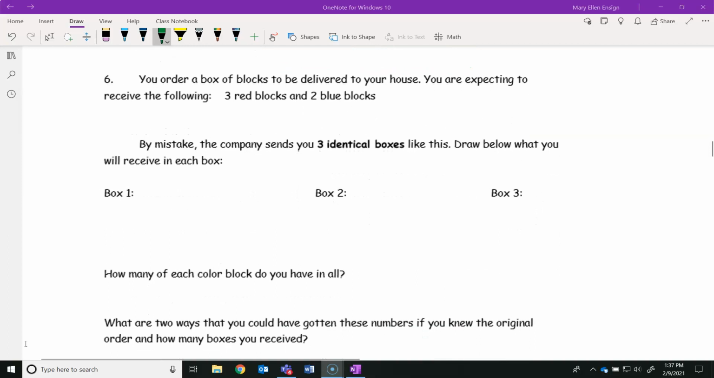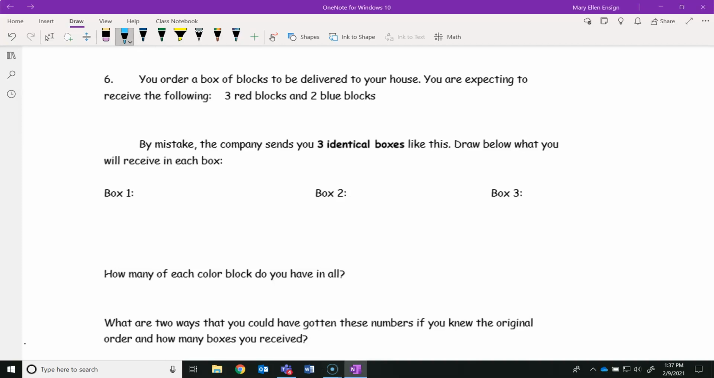Okay, let's look at the next one. You order a box of blocks to be delivered to your house. You are expecting to receive the following. You're expecting to receive 3 red blocks and 2 blue blocks. By mistake, the company sends you 3 identical boxes of that. So you order 1 box of blocks. They send you 3. So let's draw what will be in each box.